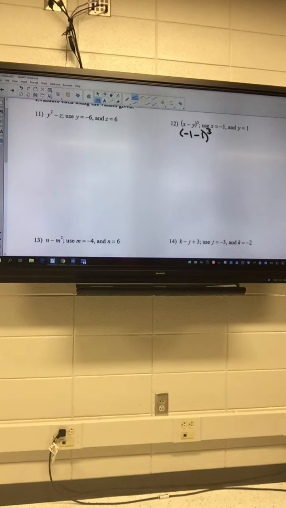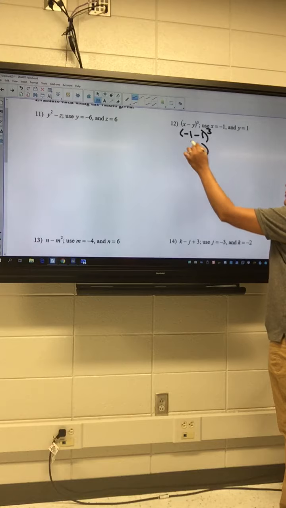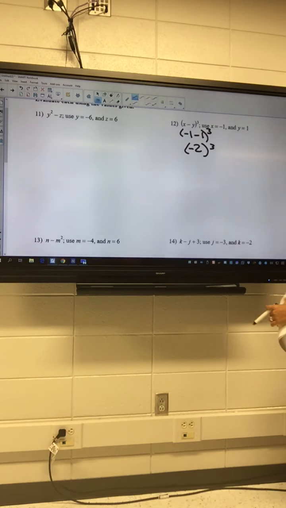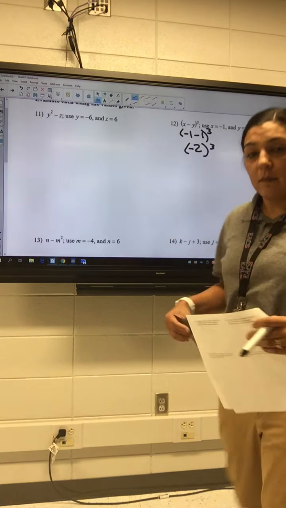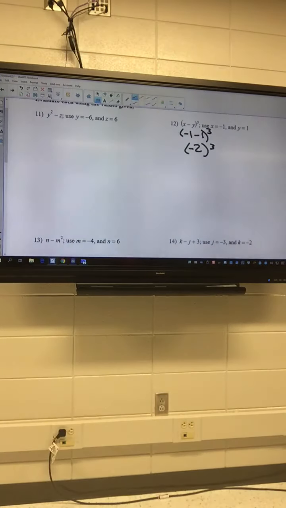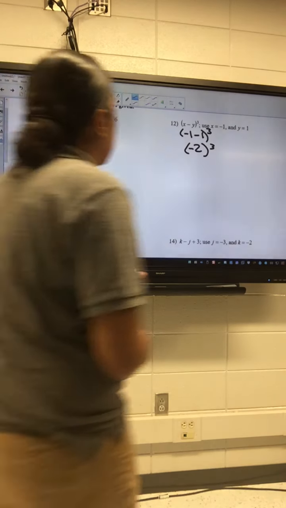And then you need to do your order of operations. So our order of operations, we do this stuff on the inside of the parentheses first. So -1 minus 1 is going to be -2 cubed, which is going to be negative 8.